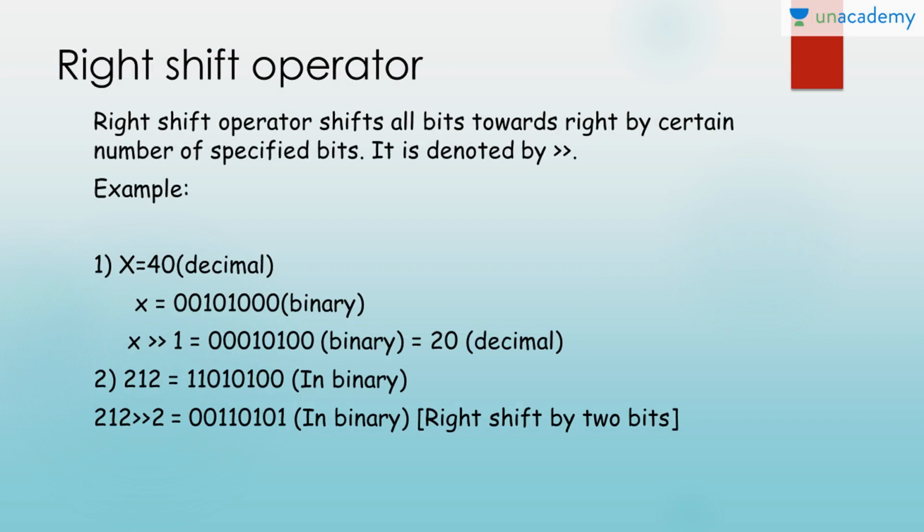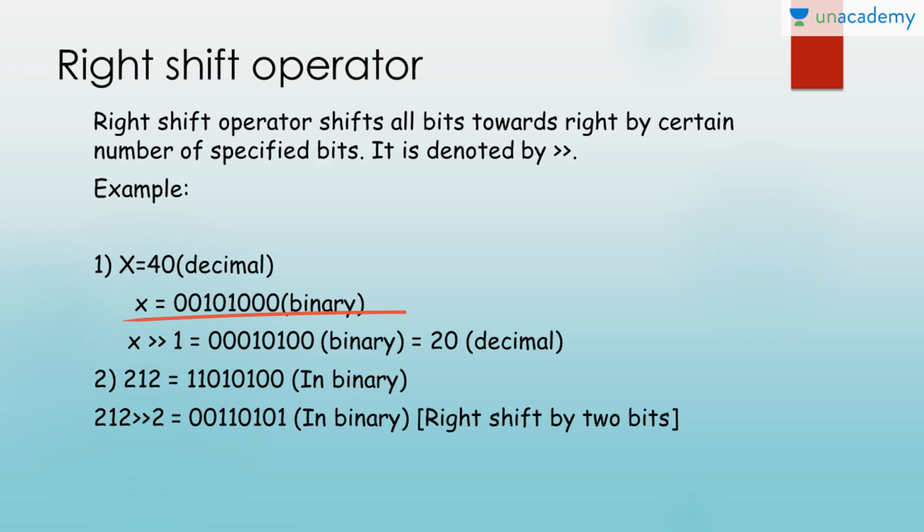Now next we will learn about shift operators in C programming. There are two shift operators in C programming, right shift and left shift. The right shift operator shifts all the bits towards the right by a certain number of specified bits. It is denoted by this symbol. Now we learn with the help of an example. Consider a number x equal to 40. This is the binary representation of 40.